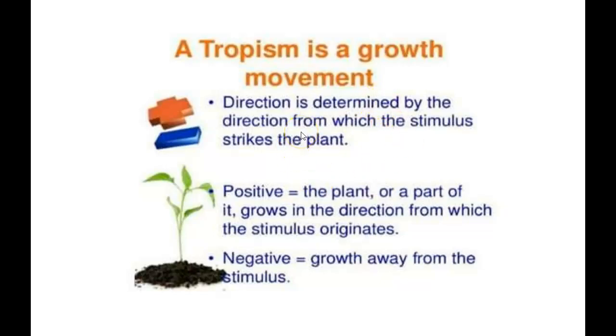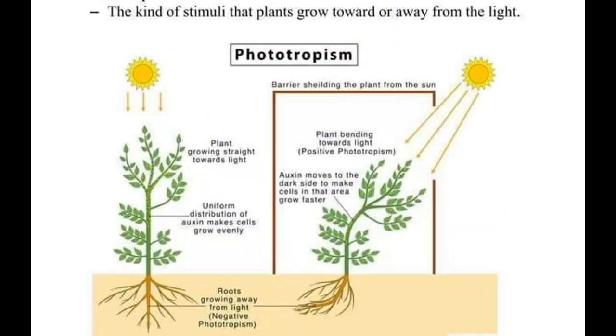Tropism is basically the growth movement, and that growth movement is always directional, and that direction is determined by the direction from which the stimulus comes. If that movement is towards the stimulus, then it is known as the positive tropic movement, and if that movement is away from the stimulus, then it is known as the negative movement.